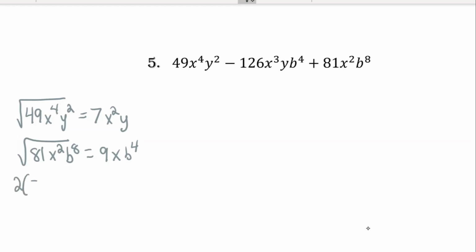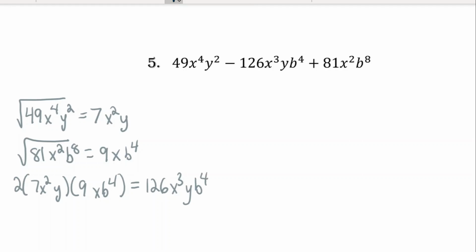2 times our result. All right, so 9 times 7 is 63 times 2 gives me the 126. So we've got the 126 here. So far, so good. We've got x squared times x is x cubed. Then we've got y, and then b to the power of 4. Yeah, that's exactly the same as our middle term. We are good.